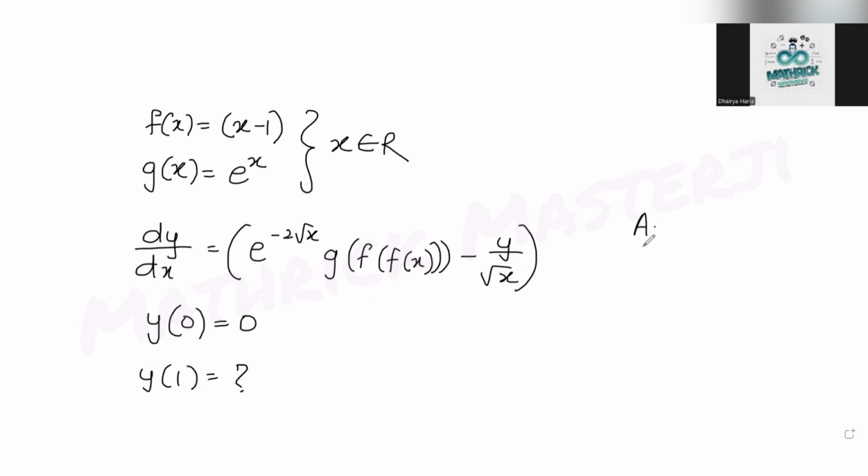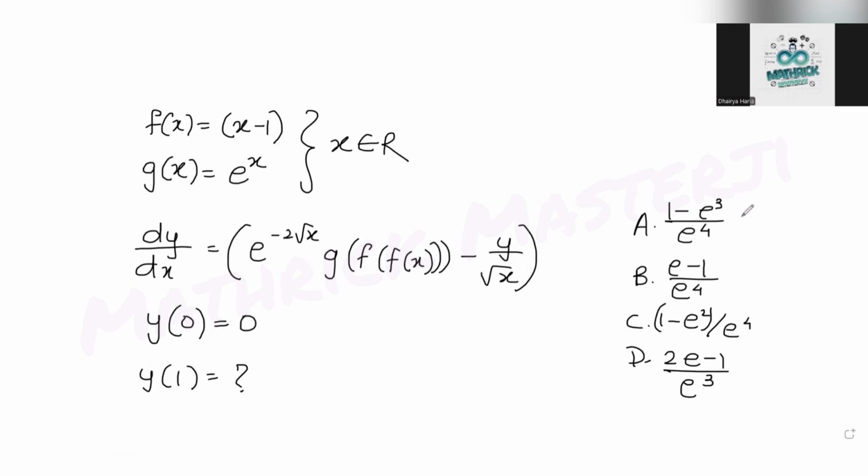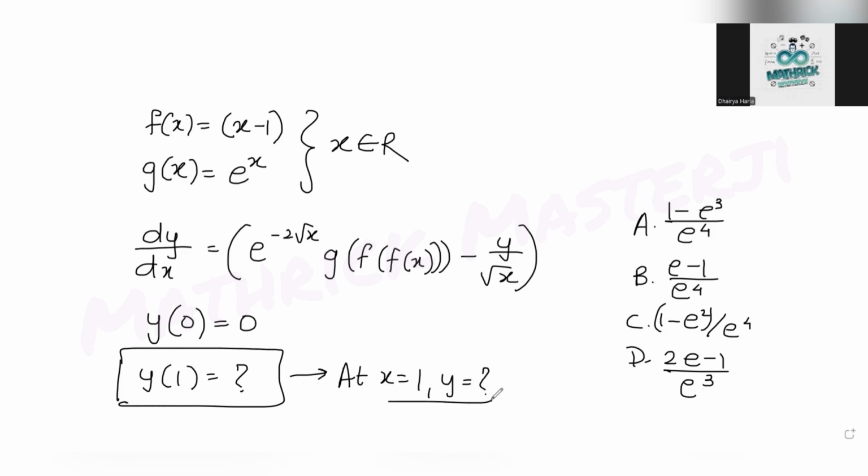And we have been told the answer choices are: option A, 1 minus e cube over e raised to 4. Option B, e minus 1 over e raised to 4. Option C, 1 minus e square over e raised to 4. And option D is 2e minus 1 over e cube. So we need to figure out which one of the answer choices is the correct answer. It asks, at x equals 1, what will be the value of y?